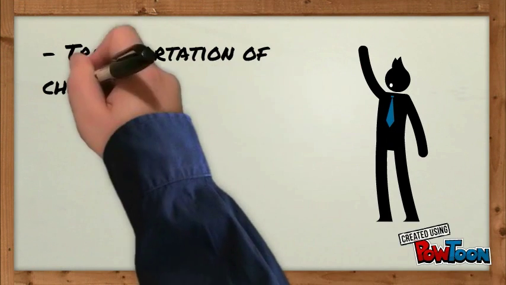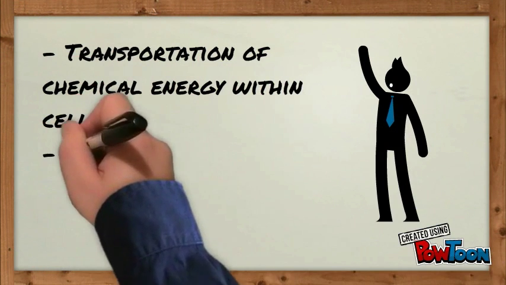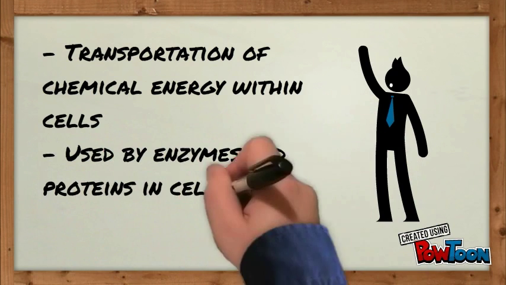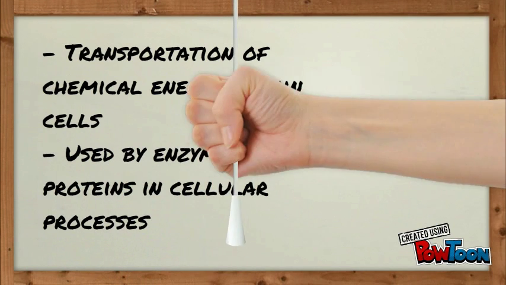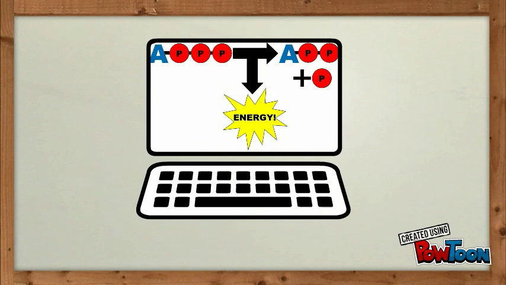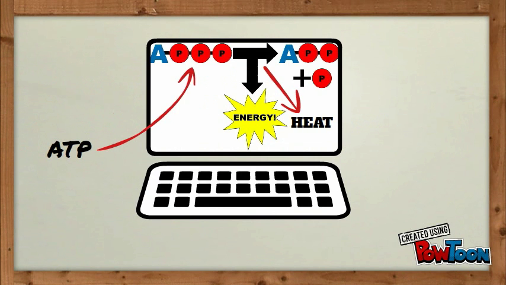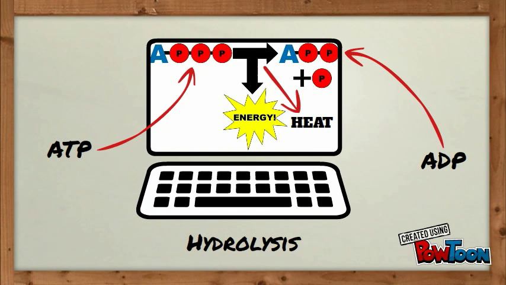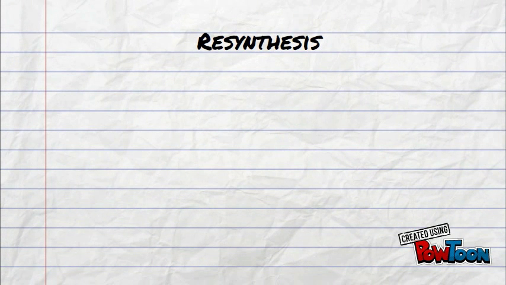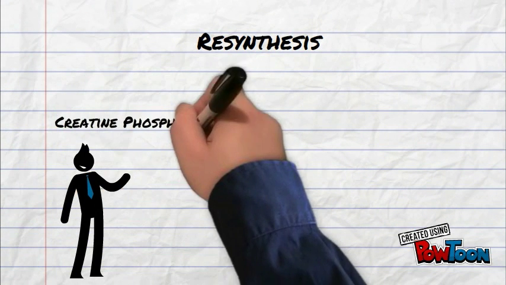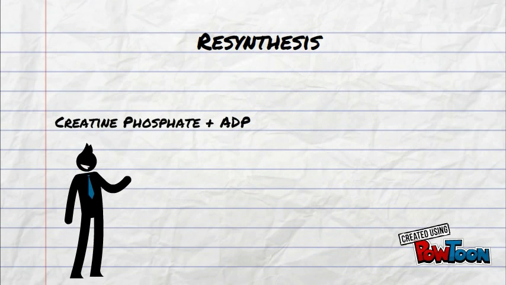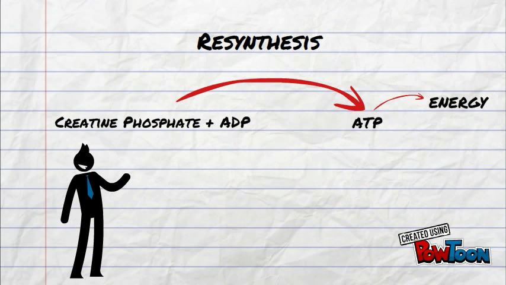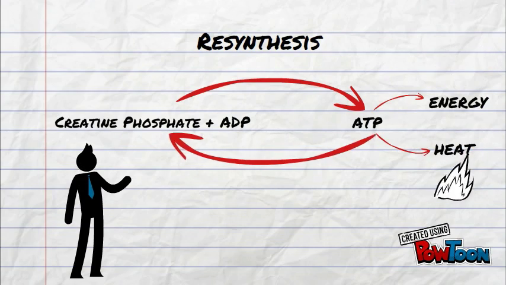ATP is involved in the transportation of chemical energy within cells for metabolism. The molecule is also used by enzymes and proteins in various cellular processes. For ATP to produce energy, a reaction occurs removing one of the phosphate oxygen groups. The outcome is the production of energy and heat, as well as the conversion from adenosine triphosphate into adenosine diphosphate, or ADP, a process called hydrolysis. To resynthesize the lost phosphate, a chemical compound called creatine phosphate is broken down in combination with ADP to produce ATP. This process repeats until all energy stores are depleted.